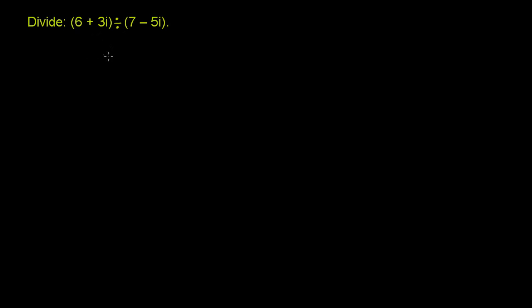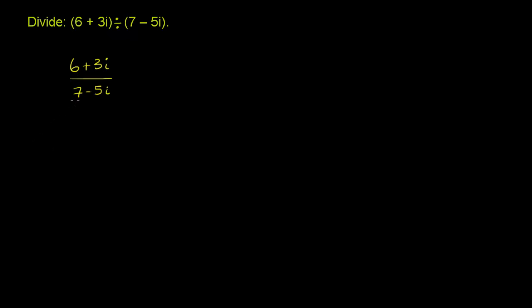Well, division is the same thing. We could rewrite this as 6 plus 3i over 7 minus 5i. These are clearly equivalent. Dividing by something is the same thing as a rational expression where that something is in the denominator right over here. And so how do we simplify this?